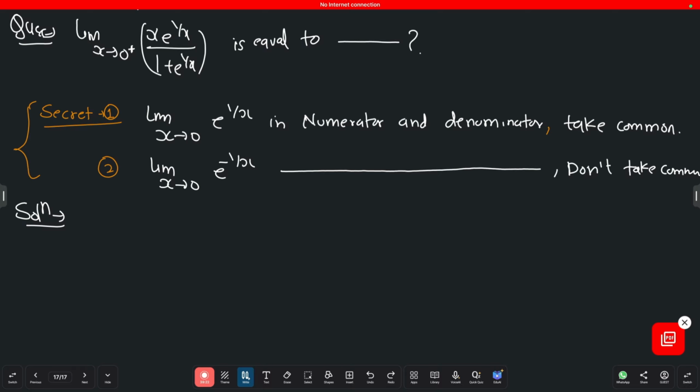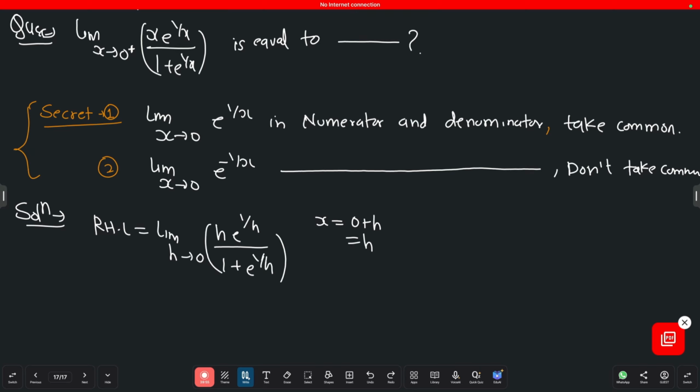It means in this problem we are calculating the right hand limit. In the right hand limit, x tends to 0, so it will be 0 plus h. We can write limit h tending to 0, and x can be replaced by 0 plus h, and 0 plus h means h only. So it will be h e power 1 by h upon 1 plus e power 1 by h.